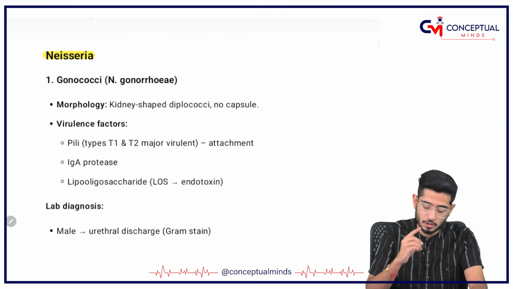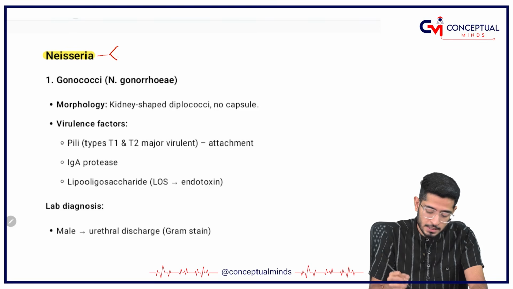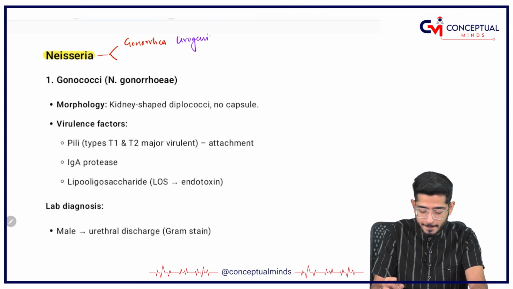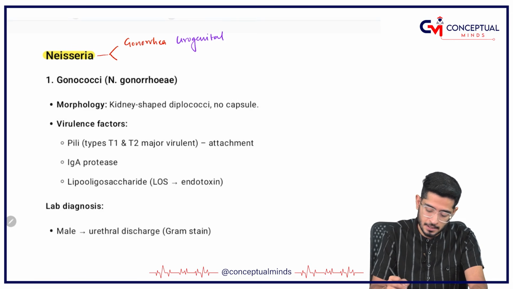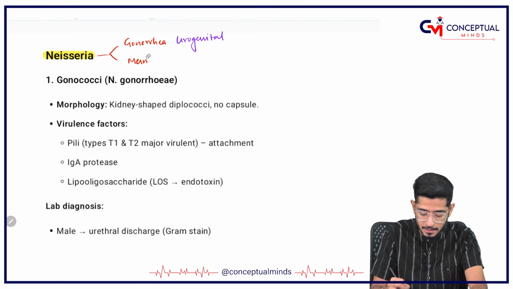Coming on to the next topic, that is Neisseria. Neisseria has got two very important species. One is Neisseria gonorrhoeae, which is actually a core topic of the urogenital system, but we will study here because we are studying the Neisseria. And of course, one more very important topic is Neisseria meningitidis, that is responsible for causing meningitis.